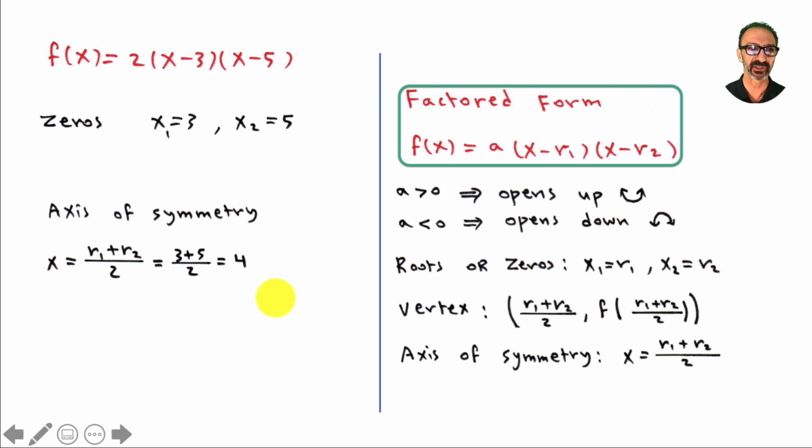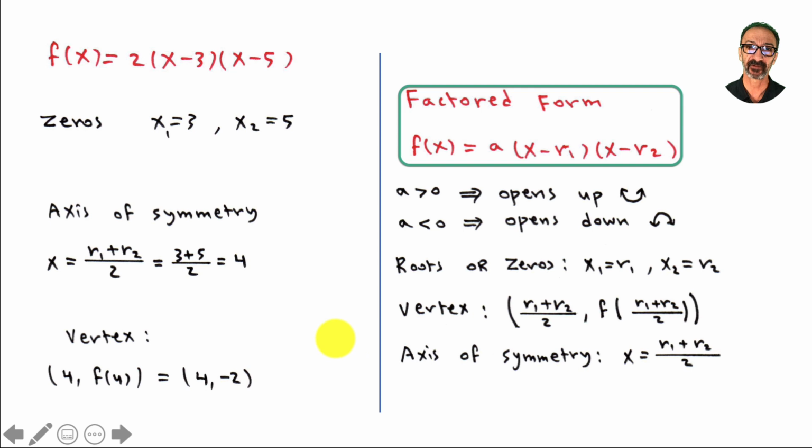Let's look at the vertex. The vertex will be this right here. So we have 4 and its output. Take the 4 and take your time, plug it in. Let's do that quick. 4 minus 3 is 1. 4 minus 5 is -1. So I have 2 times 1 times -1, which is -2.